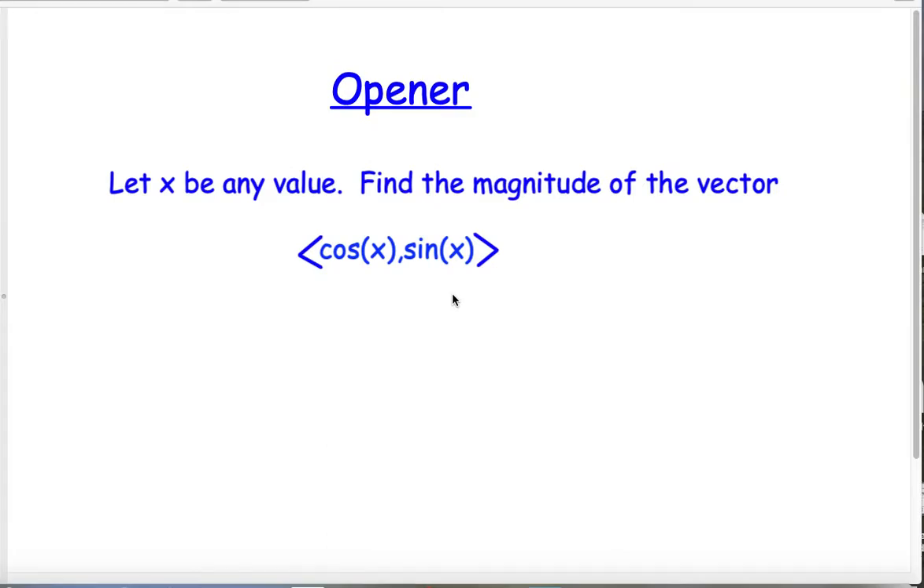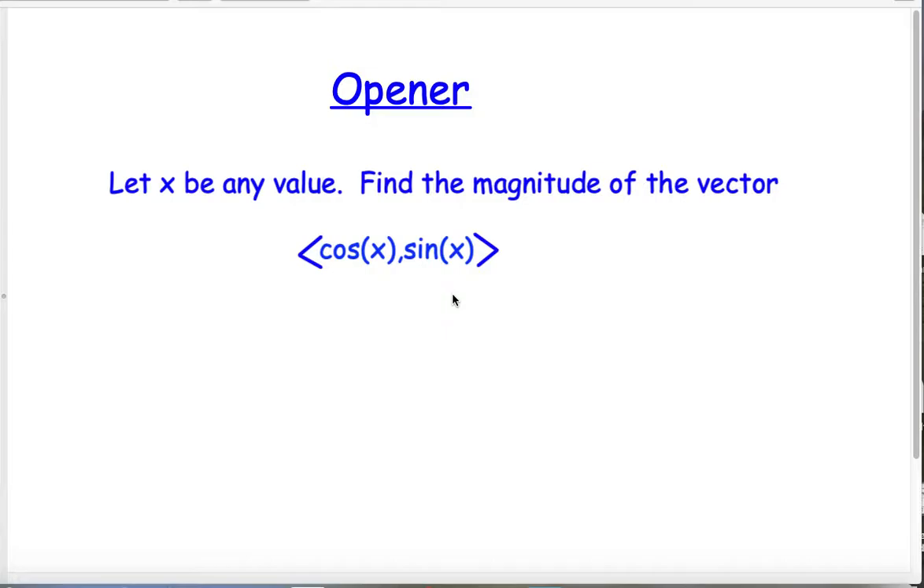I thought we'd start off today with this opener. If x is any value, find the magnitude of the vector, cosine x comma sine x. So we know how to do magnitude already with a vector. And so now let's extend this idea a little bit to something that makes us feel a little more uncomfortable.